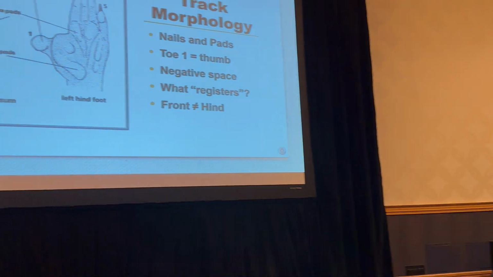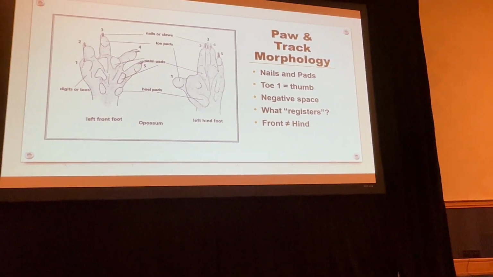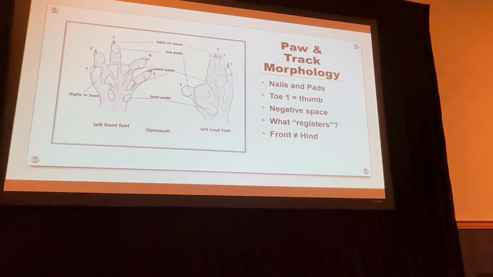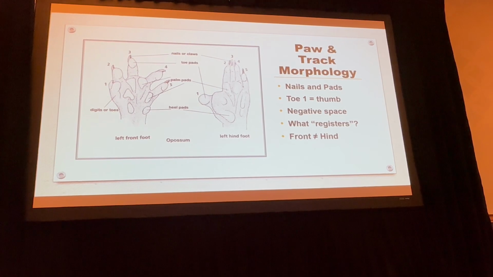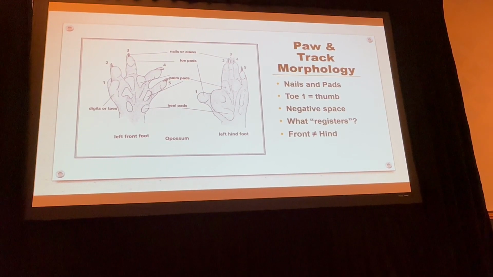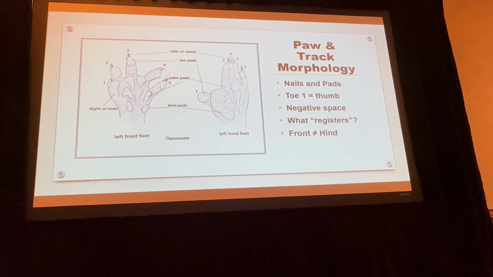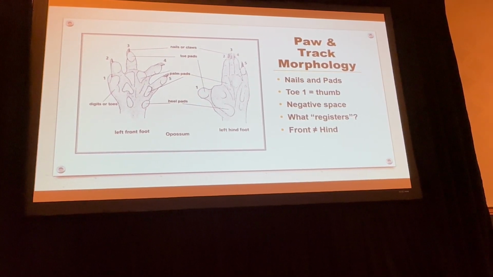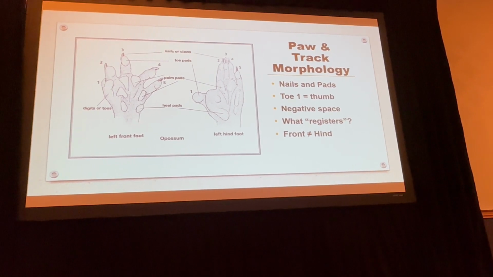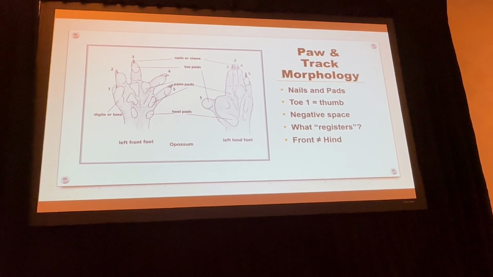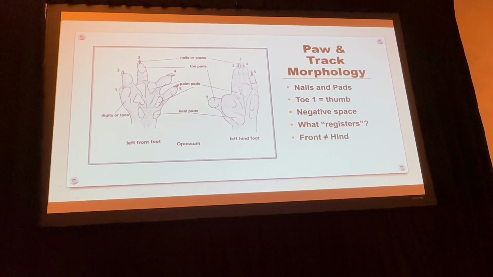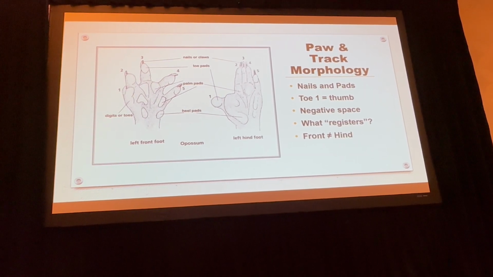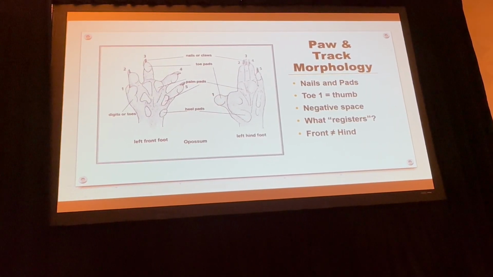So starting with the top of the paw or track are the nails or claws. Next come the toe pads, which are similar to our human finger pads, followed by the palm pads and heel pads. The toes are numbered 1 through 5, where toe 1's location is equivalent to a human thumb, and toe 5 is the same location as a human pinky. Negative space is the shape or gap between the parts of the track that register. And the term register means leaves a mark or indent in the track. Finally, the front paw or track is often different from the hind.